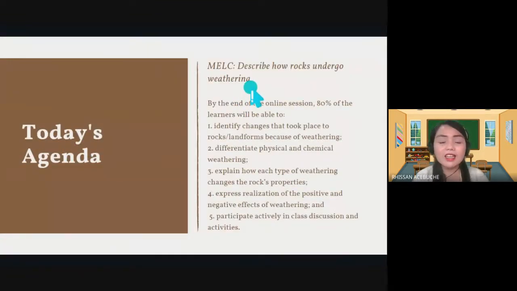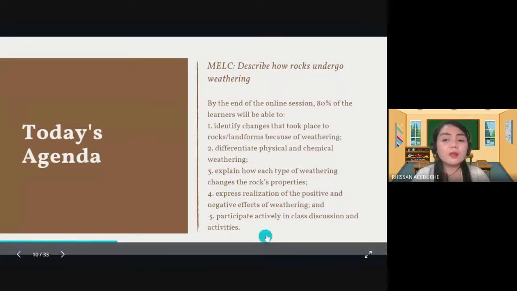That is our agenda. So here are our objectives. For the MELC, this is: describe how rocks undergo weathering. And by the end of the online session, 80% of the learners or 80% of you will be able to, number one, identify changes that took place to rocks or landforms because of weathering; differentiate physical and chemical weathering; explain how each type of weathering changes the rock's properties; express realization of the positive and negative effects of weathering. And lastly, you'll be able to participate actively in the class discussions and group activity for today.